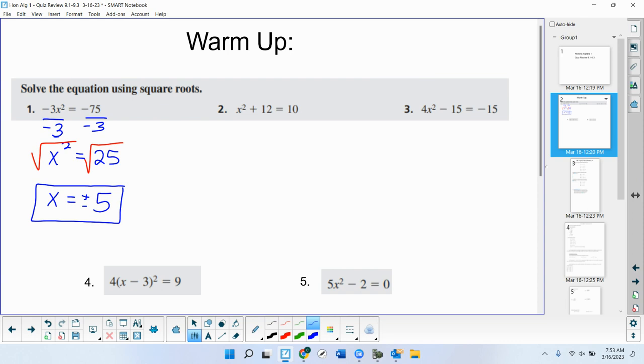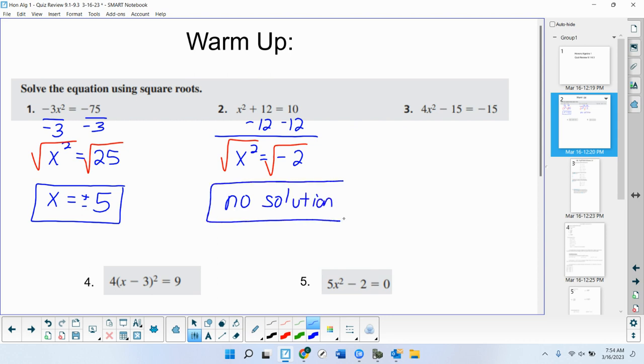All right, Cal, number 2. What are you going to do here? Subtract 12. And when you subtracted 12, what did you get? X squared equals -2. Now what did you do? Then I tried to square root it, but you can't. Can you take the square root of a negative? So there is no solution, or no real solution. Very good. Can't do a negative.